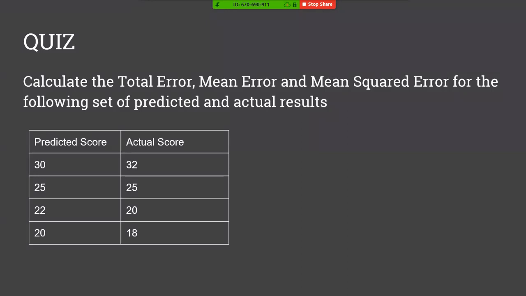So here's a quick quiz for you, just to make sure that you understand these terms. You don't need to know any formulas for these things. Just by looking at the names, you can easily calculate what these quantities are. So if you have a pen and paper next to you, go ahead and calculate the total error, the mean error, and the mean squared error for this data set. Let's say the prediction we made was 30 and the actual score was 32, and so on. Can you find the total error, mean error, and mean squared error for this data set?